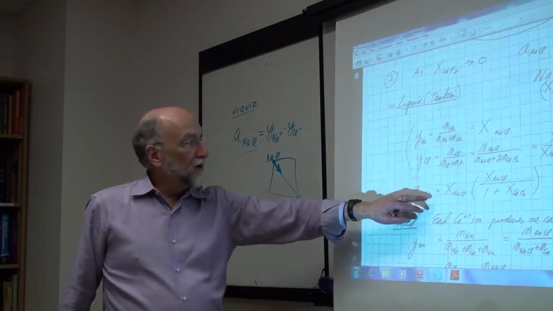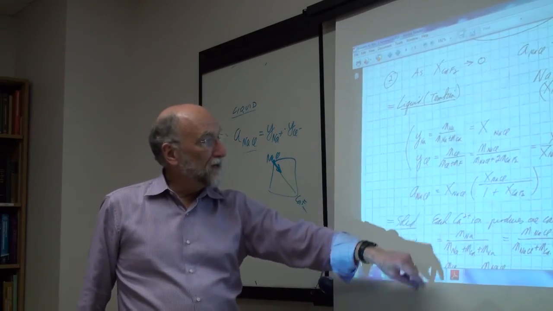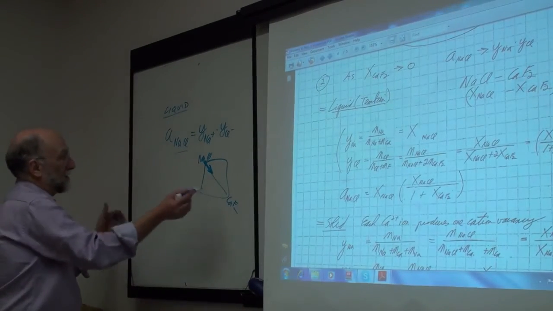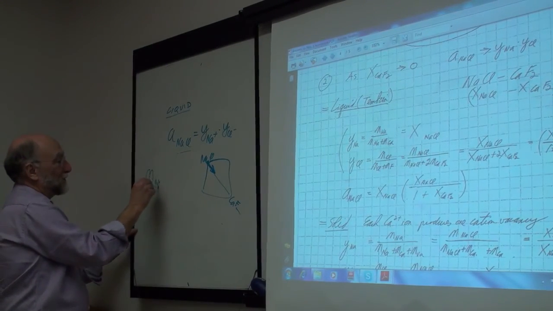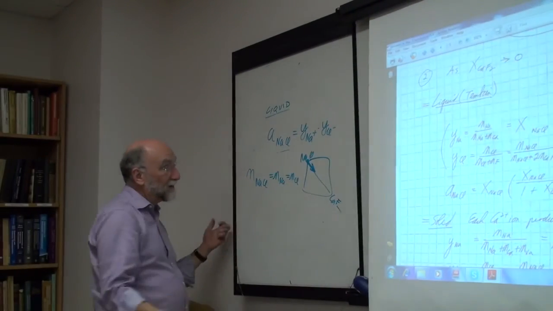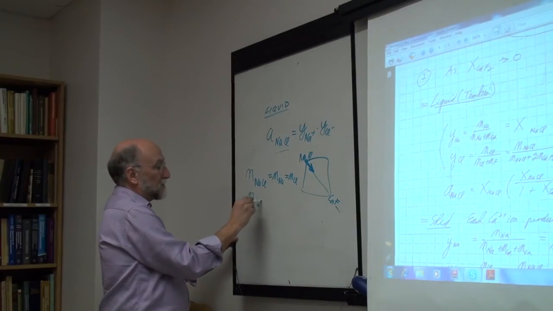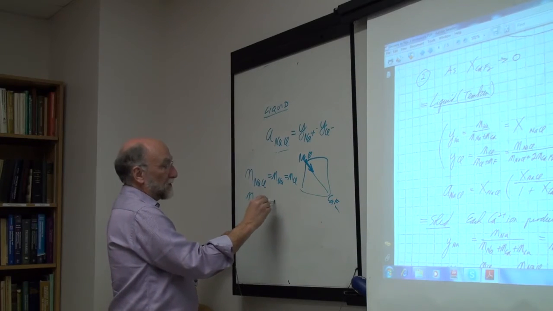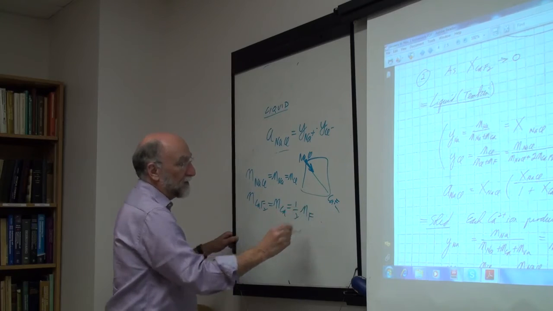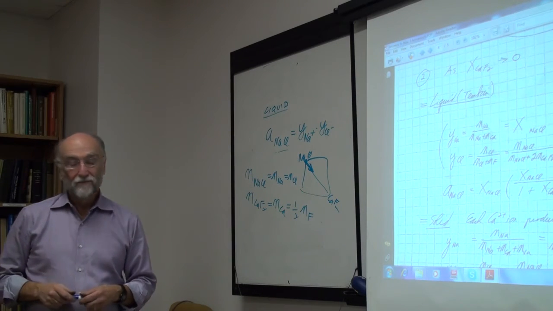The site fraction of chlorine is chlorine over chlorine plus fluorine. I'll write the whole thing out. The number of moles of sodium chloride equals the number of moles of sodium equals the number of moles of chlorine. The number of moles of calcium fluoride, which you're adding, is equal to the number of moles of calcium equals 1/2 the number of moles of fluorine.